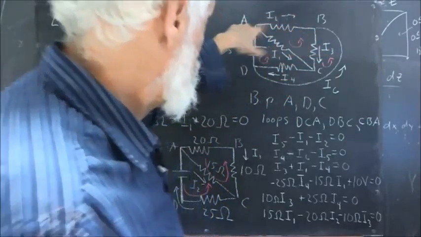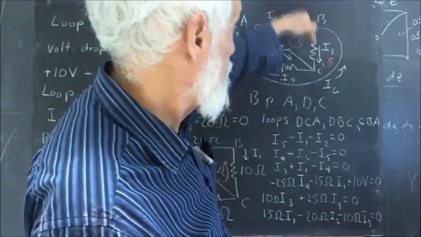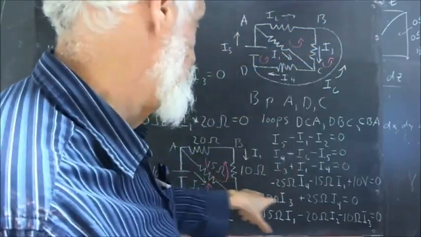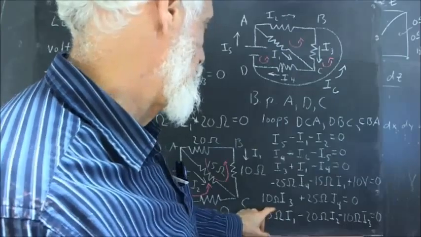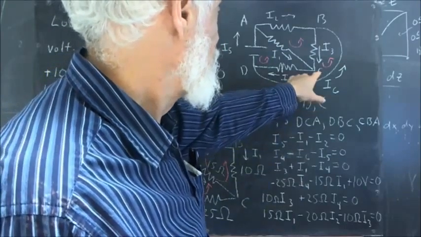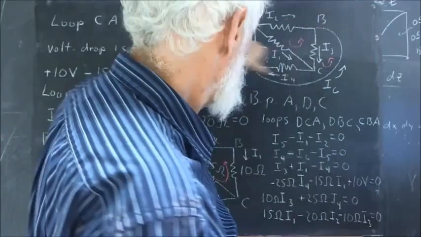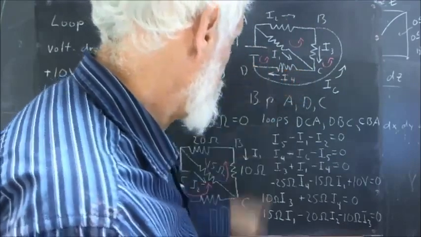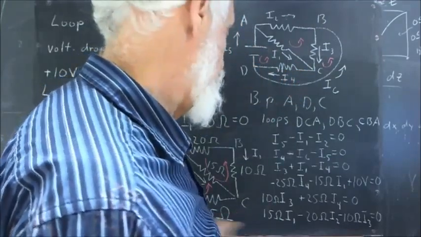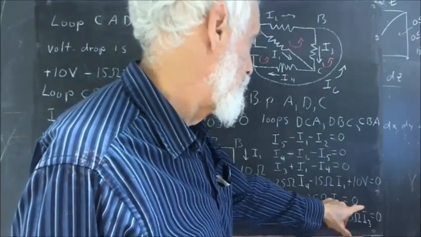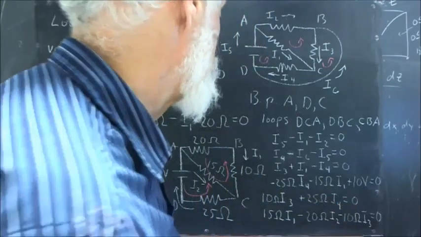So we have no voltage drop here. Then we have I3 times the 10 ohm resistor. And let's see if I got that right. Yep, 10 ohms times I3. And we're moving in this direction around the loop, so we're going to have I4 times the 25 ohms. And that's going to equal 0. That's it for that loop.